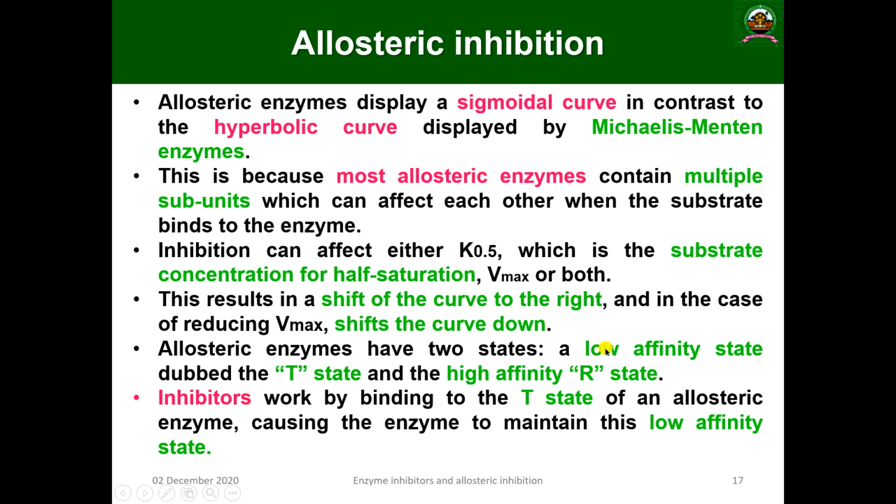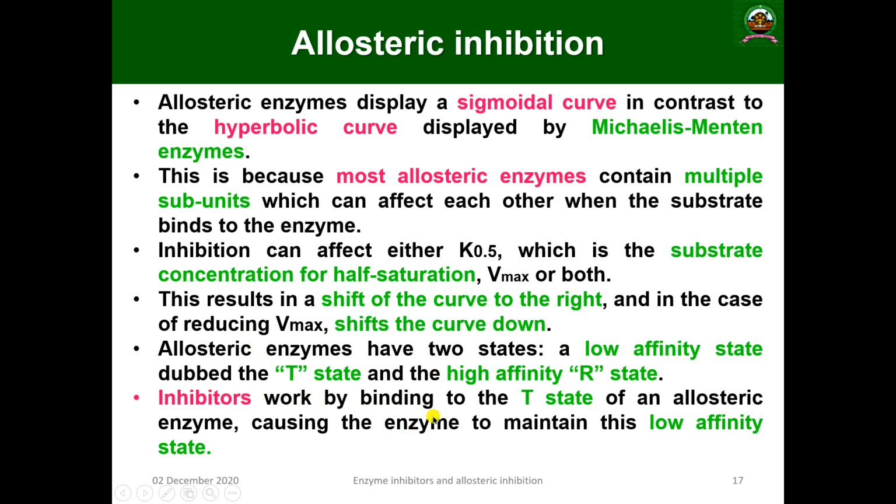Allosteric enzymes have two states: a low affinity state that is known as the T state, and a high affinity state that is known as the R state.